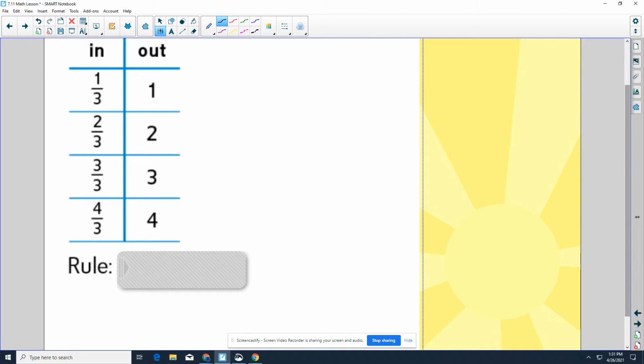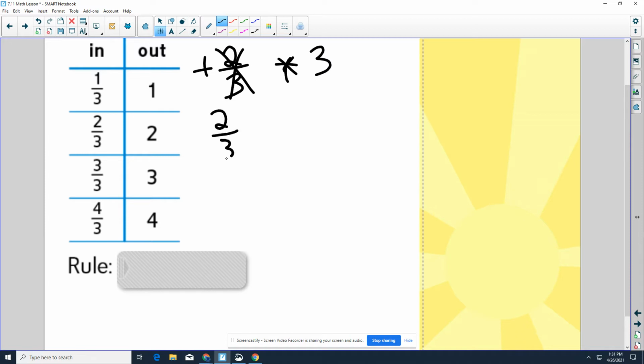So let's see, I have 1/3 and I'm making it into 1. So if I was doing addition there, I'd be adding 2/3. If I'm doing multiplication, I'd be multiplying it by 3. So let's see which one works here. So I know 2/3 plus 2/3 would be 4/3. So that's not going to work. Let's see, 2/3 multiplied by 3. I get 6/3, which equals 2.